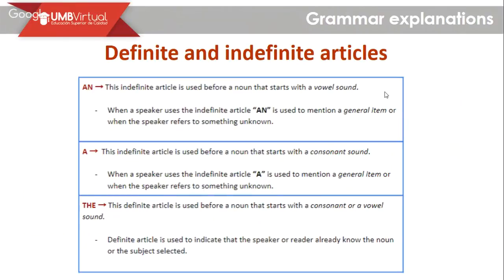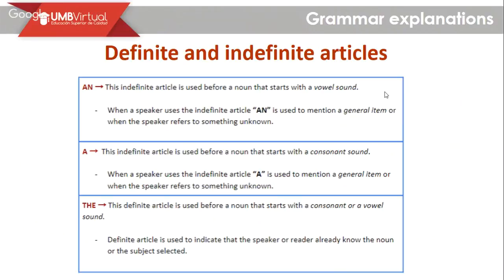Definite and indefinite articles. All right. We know that we have the use of a and the. The indefinite article is used before a noun that starts with a vowel sound, right? So for example, when you are mentioning a general item or when the speaker refers to something that is a noun. It is also used before a noun that starts with a consonant sound, right? As well, the definite article is used before a noun that starts with a consonant or a vowel sound.